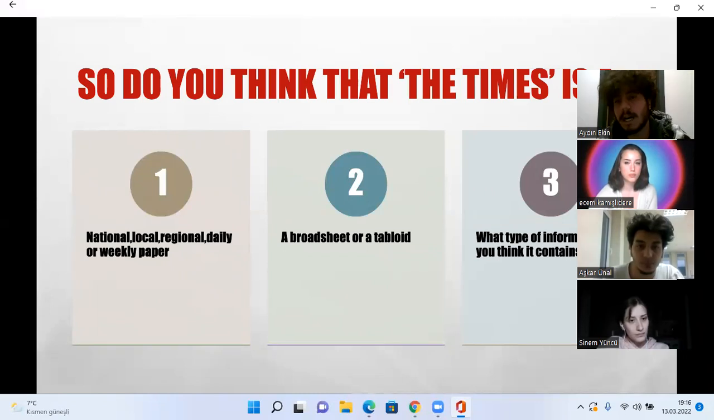So, do you think that the Times is a national, local, regional, daily, or weekly newspaper? Is it a broadsheet, a tabloid, or what type of information do you think it contains? Is it regional? You're free to say whatever you want to say. Sinem said it's regional. I think international. Yeah, that might be as well. So do you think it's a broadsheet or a tabloid? Broadsheet, I think. Yeah, and what type of information do you think it contains? International information. Yeah, if you think that the Times is an international newspaper, then it must have international information.